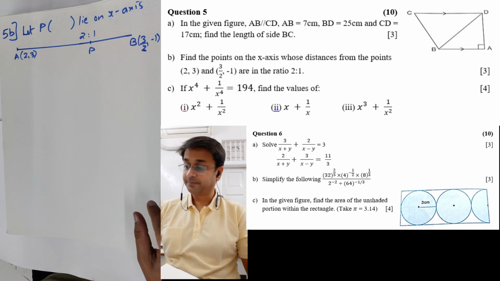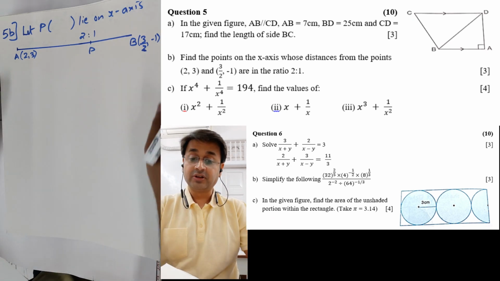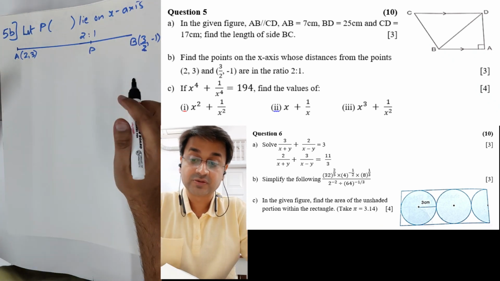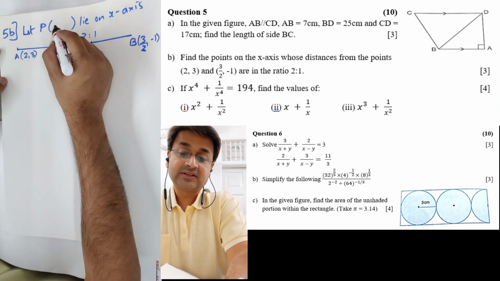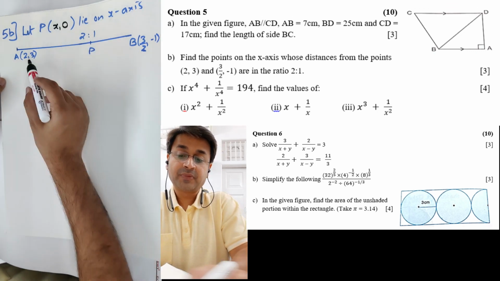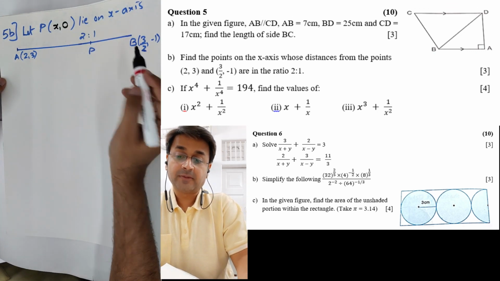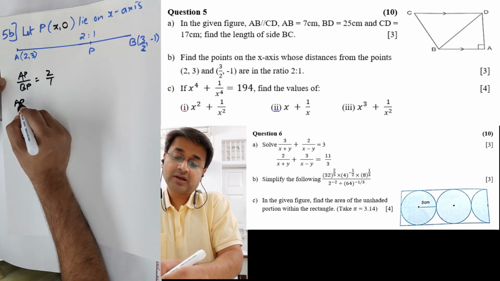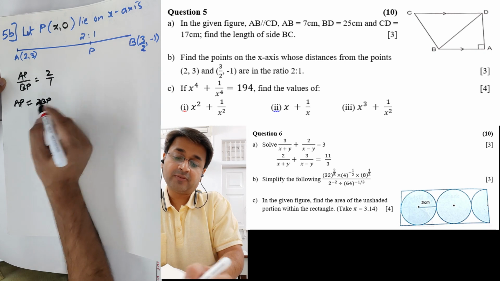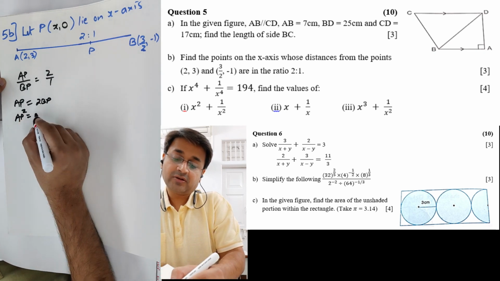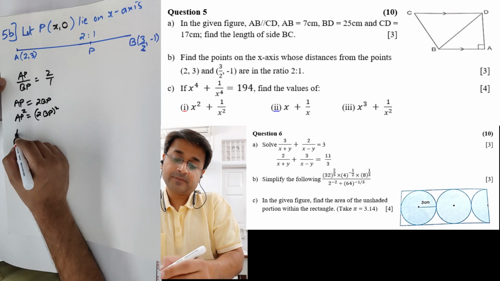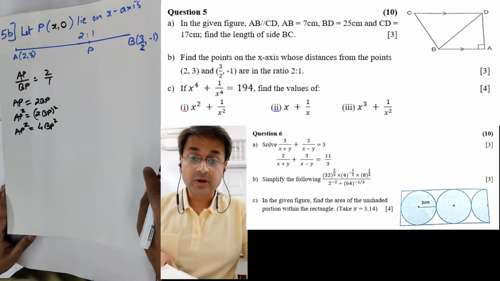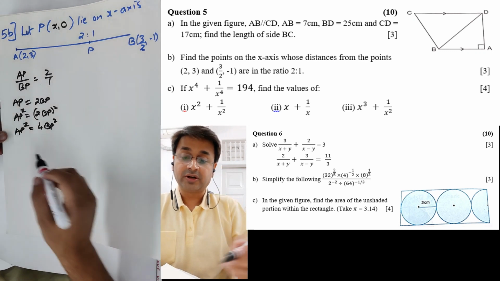5B is the next one. 5B also you'll have to focus. Now we are into section B. Slightly difficult it will be, and therefore you'll have to focus more. P is lying on the x-axis, so let it be x comma 0. The ratio is 2:1. Okay, so AP upon BP is 2/1. So I can say AP is equal to 2 times BP. So AP square will be 2 times BP, whole square. So that means AP square will be 4 BP square. Why are we squaring? So that when you apply the formula, the root disappears.